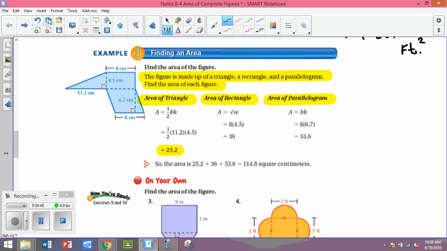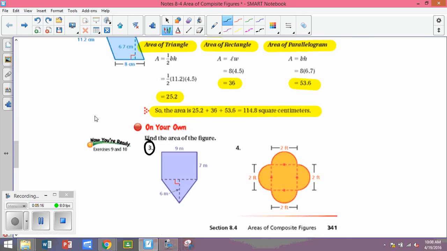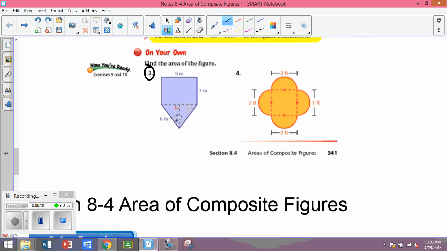The area of the triangle, the formula is 1/2 base times height, so that comes out to 25.2. The area of the rectangle is base times height, or length times width, that comes up to 36. And the area of the parallelogram is also base times height, and that's 8 times 6.7, which is 53.6. Then you add all three of those areas together, and you get 114.8 square centimeters. Okay, so what I'd like you to do now is try number 3 on your own.